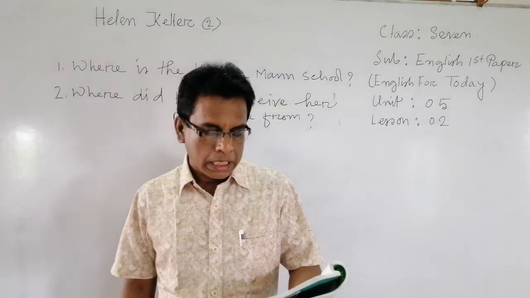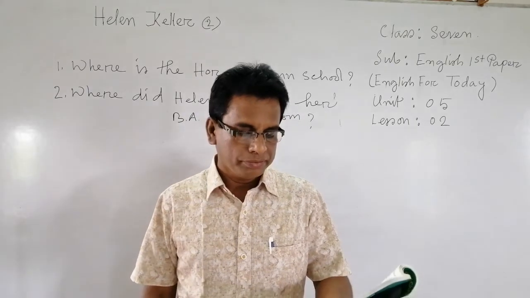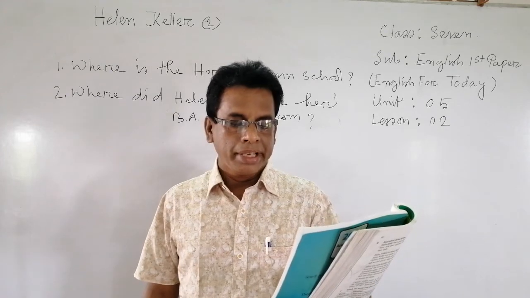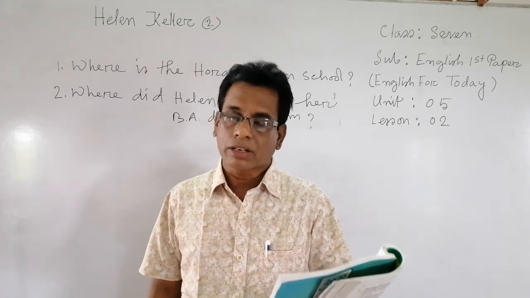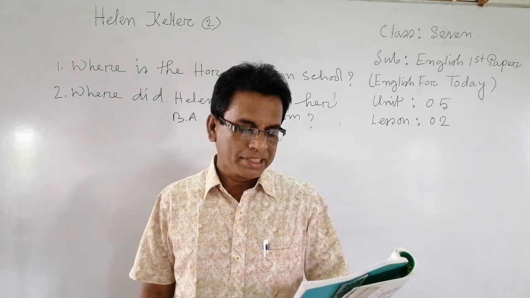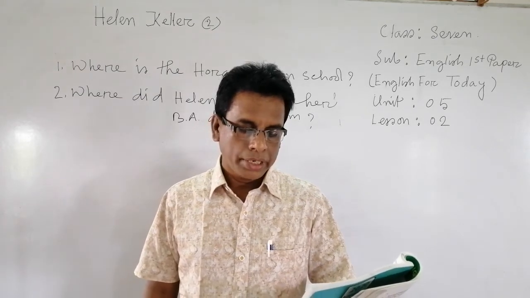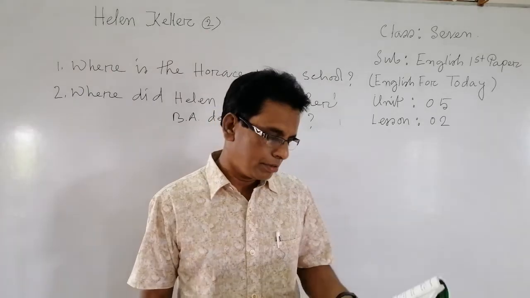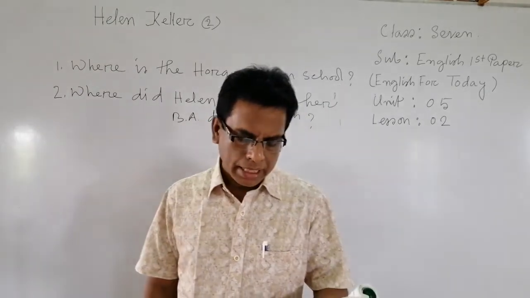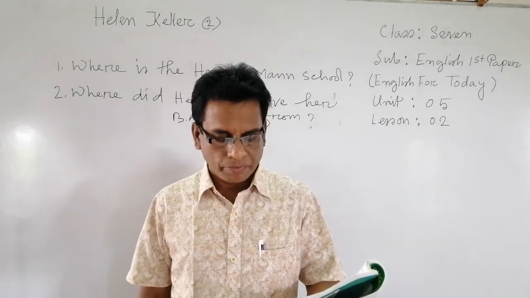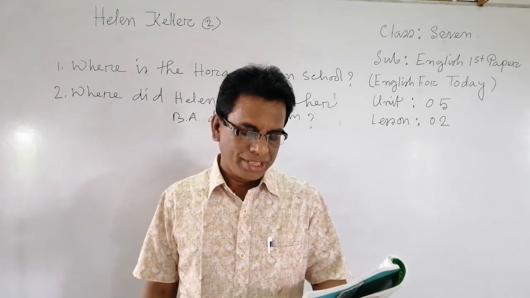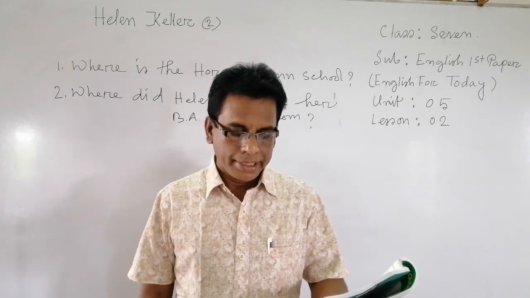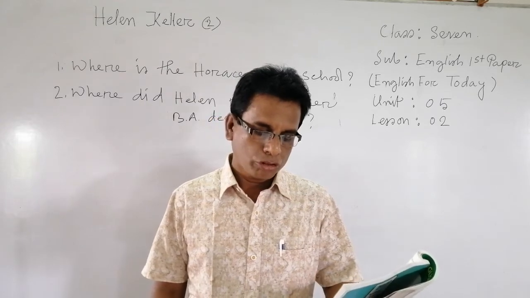In 1904, Helen Keller received a BA degree with honors from that college. Helen Keller spent the rest of her life trying to make it easier for disabled people to learn. Helen Keller died on June 1st, 1968, a few weeks short of her 88th birthday.